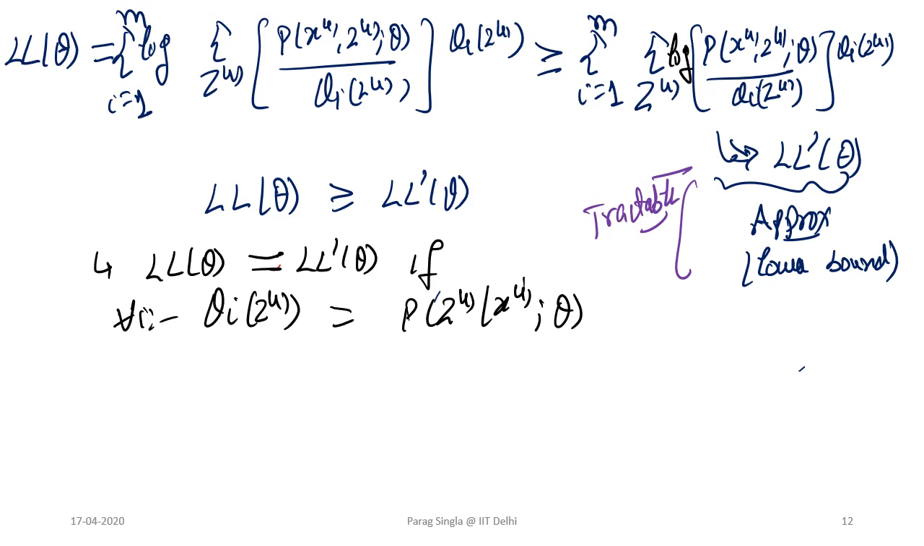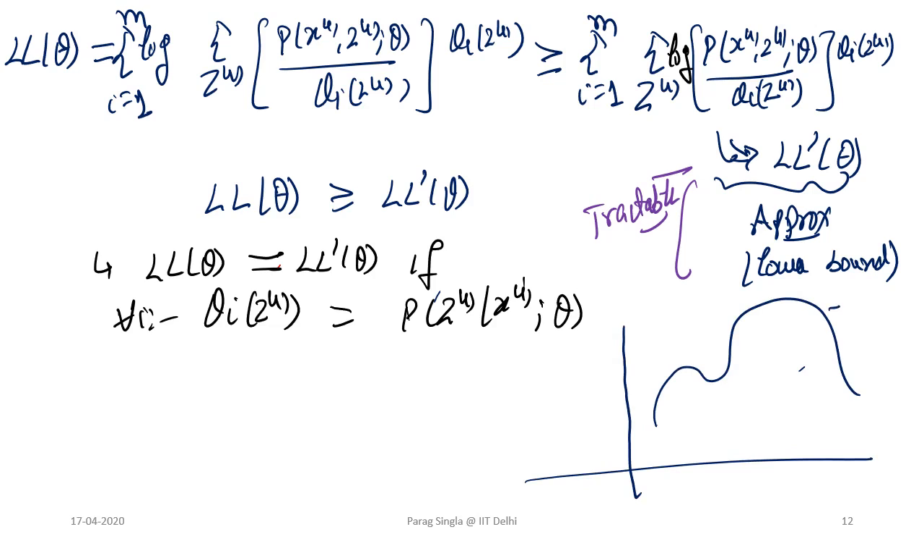We have this complicated expression that we want to optimize, which is maybe something like this, and this curve represents LL theta. This is a function that is difficult to optimize, and what we have done using Jensen's inequality is construct a lower bound to LL theta. This is theta, and we have constructed another function which is probably smoother than LL theta, because of this sum getting out of the log.